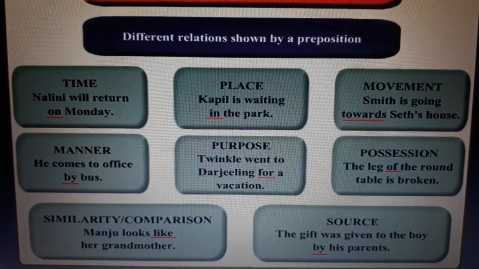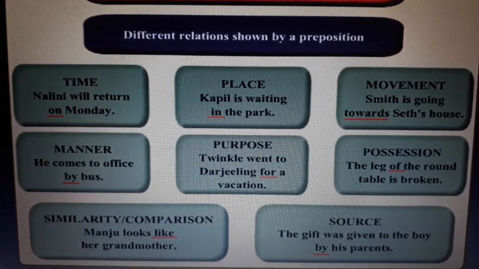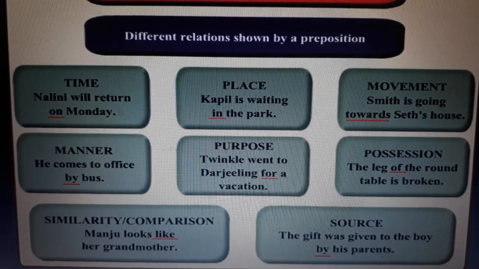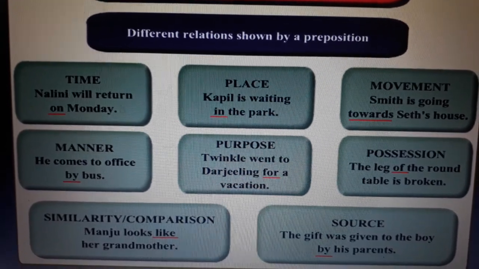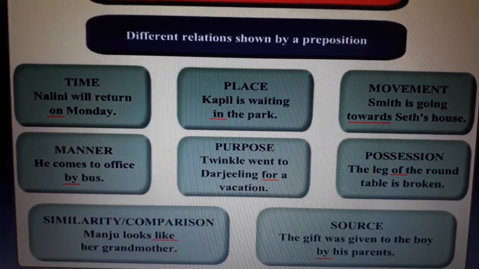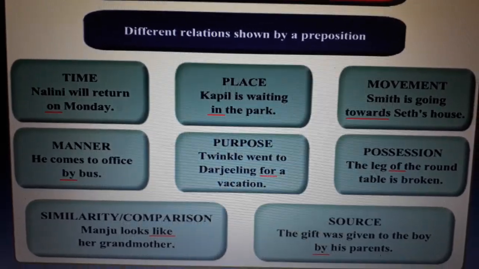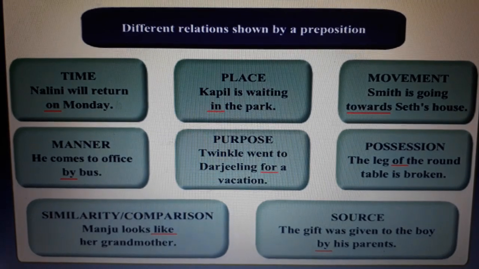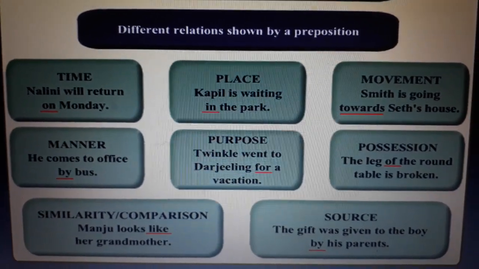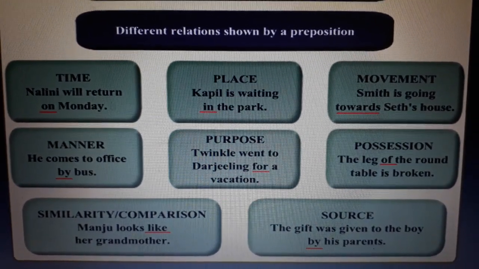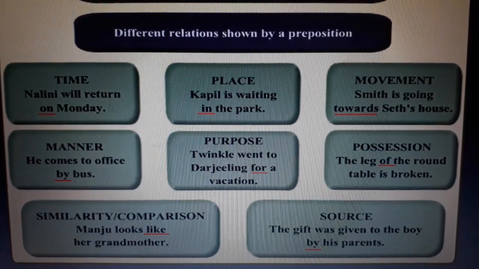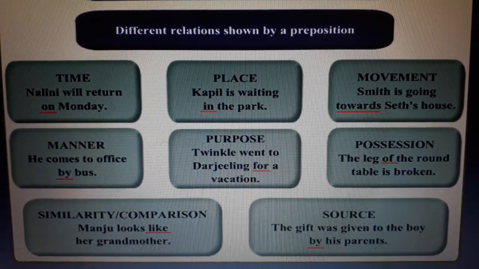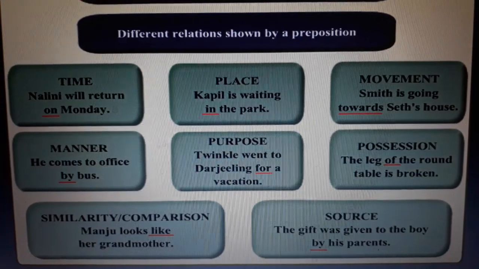Here you can see through some examples the different types of prepositions. Like time is shown by on. Nalini will return on Monday. Like when will Nalini return? On Monday. Place: the couple is waiting in the park. Where is the couple waiting? In the park. Movement: Smith is going towards Seth's house. Where is Smith going? Towards Seth's house.